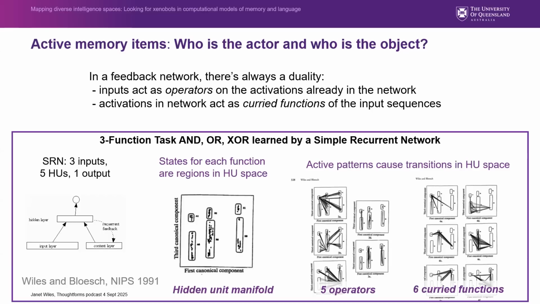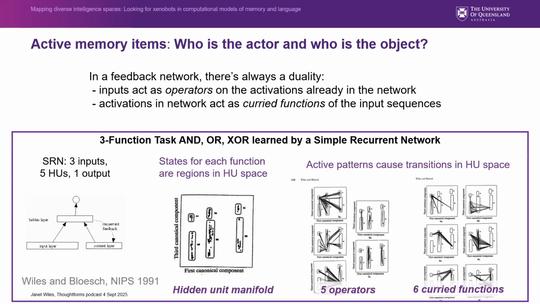So we were playing around with this. This is work by Anthony Bloch and I, and we were looking at how these networks could learn really simple three-function tasks. A three-function task is a task where there's a sequence. You give an AND, an OR, or an XOR as an input pattern, followed by a whole sequence of zeros and ones, and it has to compute that function as a curried function over all the rest of the inputs until it gets another function and gets reset. So we were using this as a way to think about operators and curried functions in neural networks and realized that if we really believed what we were saying, we should be able to map them.